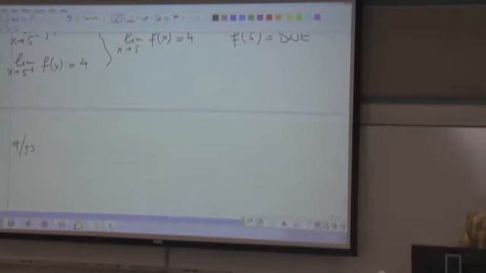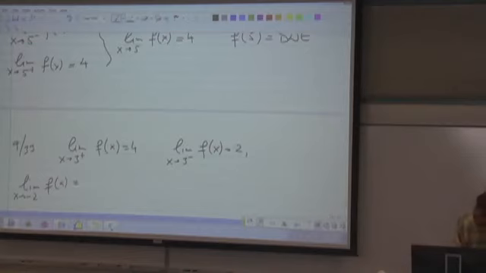We have the following. The limit as x goes to 3 plus of f of x is equal to 4. I know the limit as x goes to 3 minus of f of x is equal to 2. I know the limit as x goes to minus 2 of f of x is equal to 0. The limit as x goes to 2 plus, wait, yeah, that's because I can't read apparently.